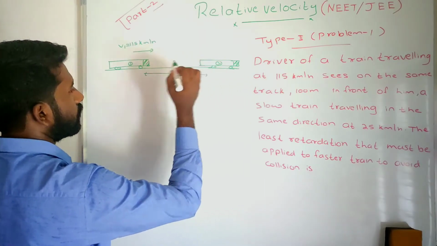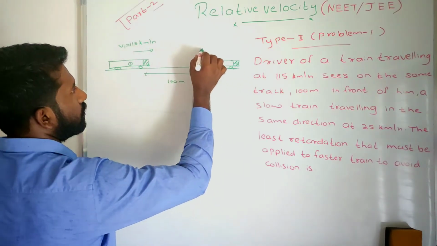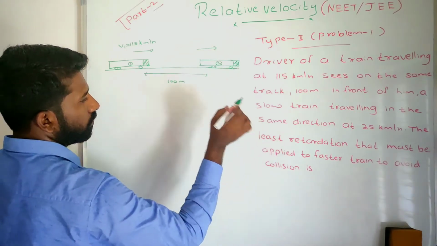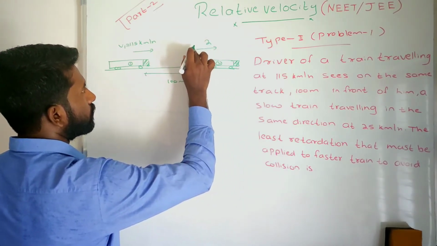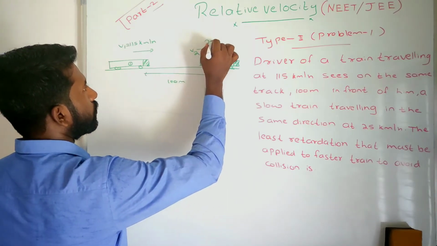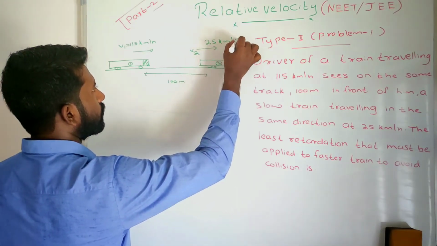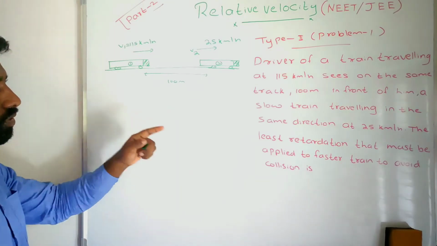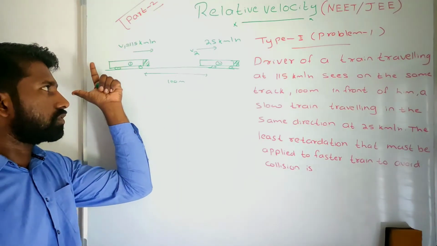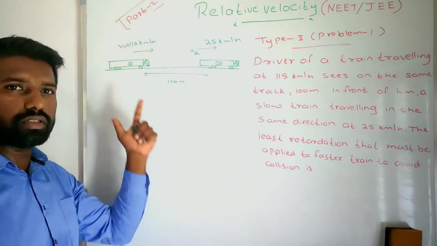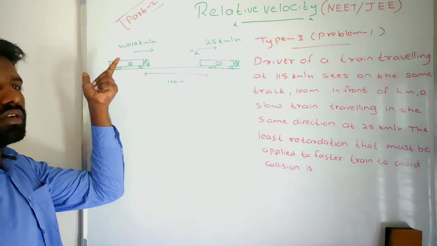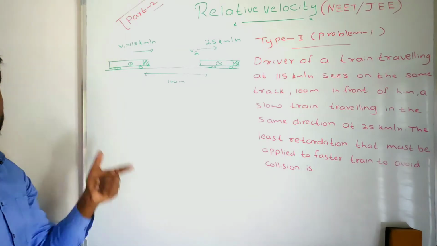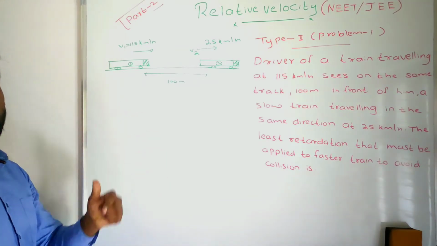This is the second train, which is moving with a velocity of 25, that is, v2 is equal to 25 km per hour. Okay, so there may be a chance of collision because the train at the back is moving faster. With what retardation must this train slow down so that we can avoid the collision?